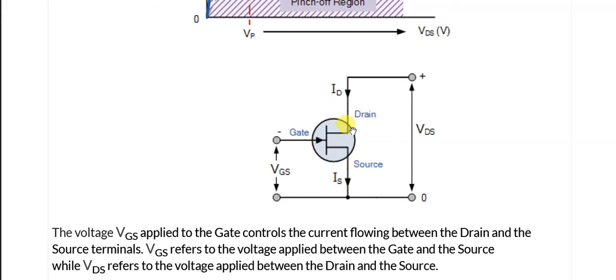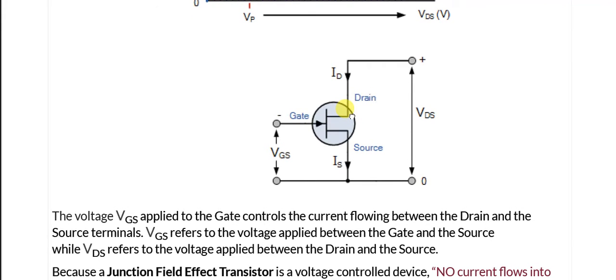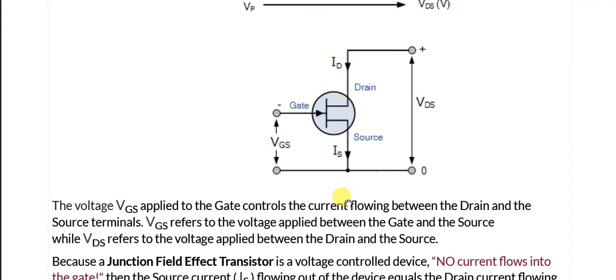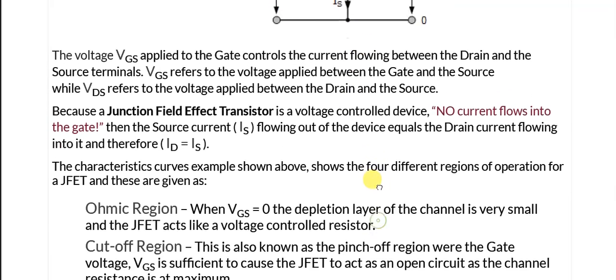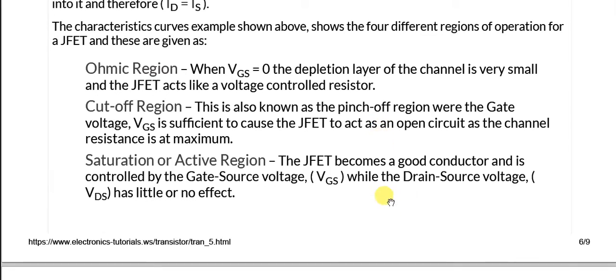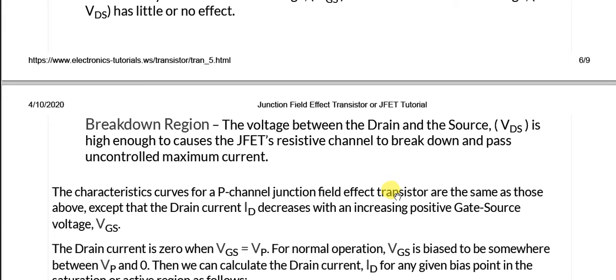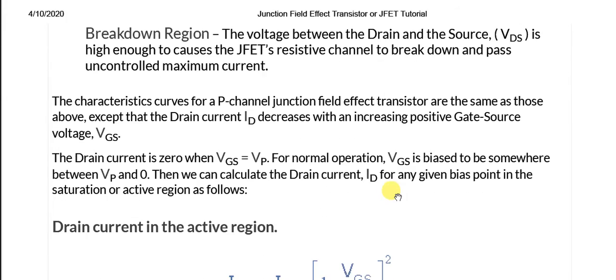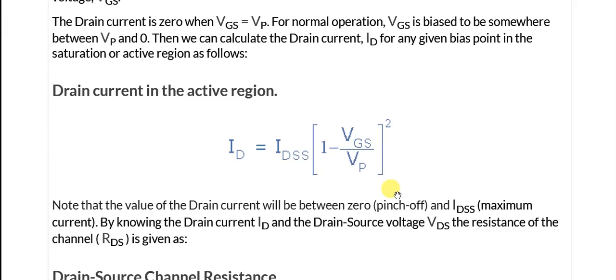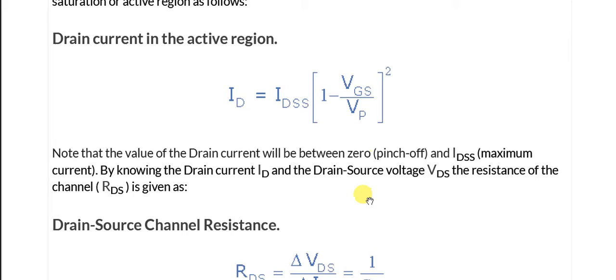So there are other regions which are explained. You can read them and you can find the relevant descriptions or details. Now let's come to the formulations. The drain current is given by ID is equal to IDSS times (1 minus VGS by VP) whole square. So that is the pinch off. Note that the value of the drain current will be between 0 at pinch off and IDSS maximum.